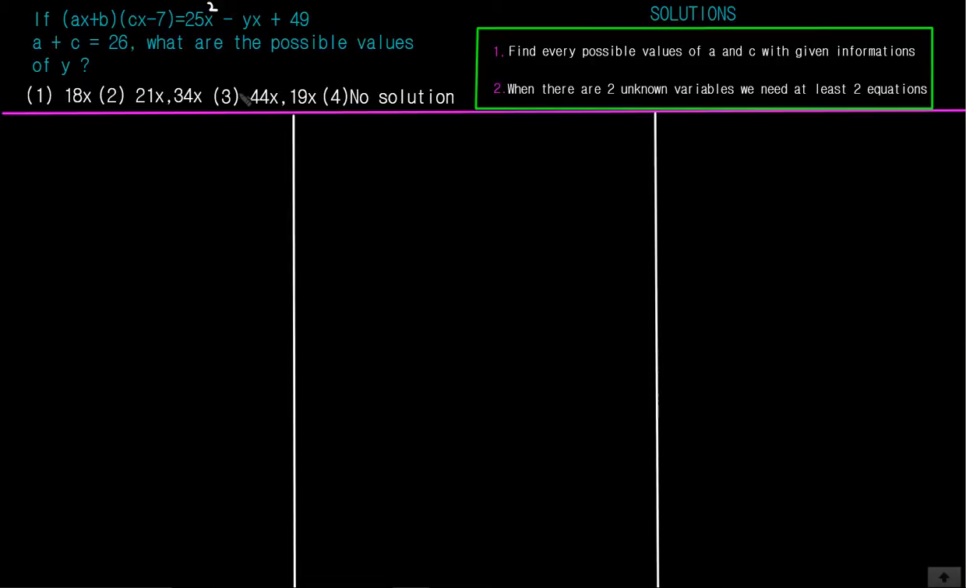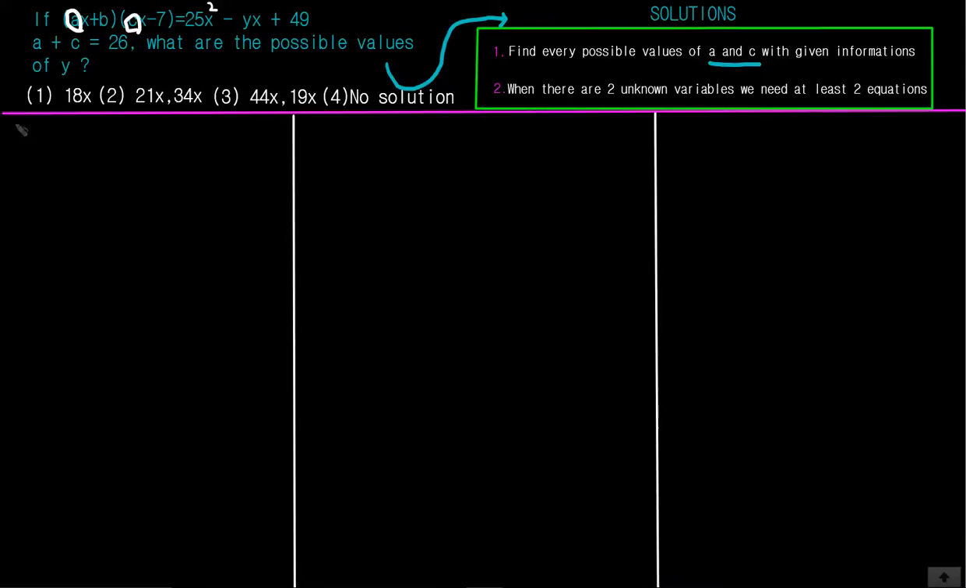Before we approach this question, let's look at our solution, which is formed by two steps. In step 1, we need to find every possible value of a and c, which are the coefficients of the x terms. In the second step, when there are two unknown variables like a and c, we need at least two equations for solving an exact value.